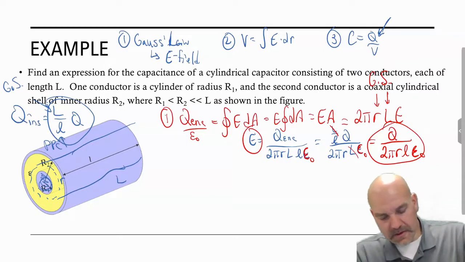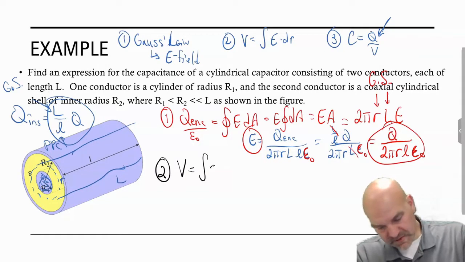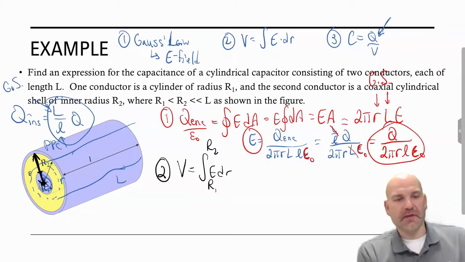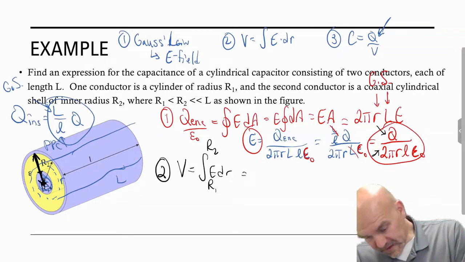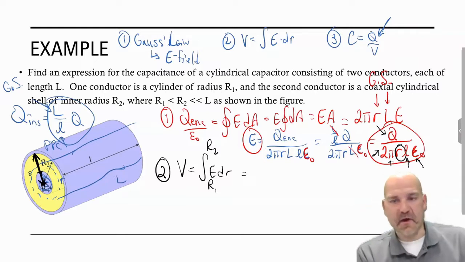central object there. Now I'm going to do the second thing, which is I'm going to find the expression for the voltage, which is going to be E dr. Okay, and I'm going to evaluate that from R1 to R2, the gap between these two, or from the middle cylinder out to the other plate. Okay, and so now I'm going to do my E field, but constant, constant, constant. So the only thing that's not constant is the r.